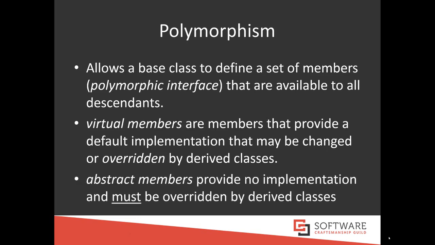An abstract member, which is kind of like what an interface does, provides no implementation and must be overridden by a derived class. So no code. It's a contract. You must provide this code. Like I said, this is a lot of big words. Don't worry about it. It's going to make more sense when I show you the demos coming up.